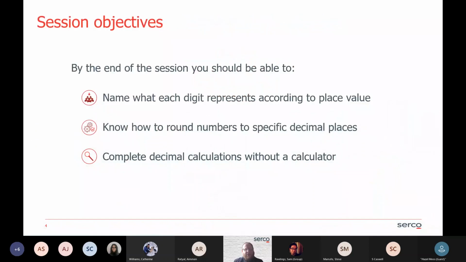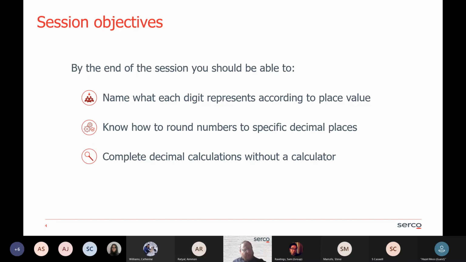So what I'm hoping to go through in this session, I've got two parts. In effect, it could be two sessions. First of all, we're going to look at what each digit in a number represents according to its place value, and knowing how to round numbers, which is one of the key things involved in decimals. And then completing calculations without a calculator when it involves decimals is a bit different to when there isn't a decimal. So I'm going to go through digit representation and rounding first, and then look at working without a calculator.